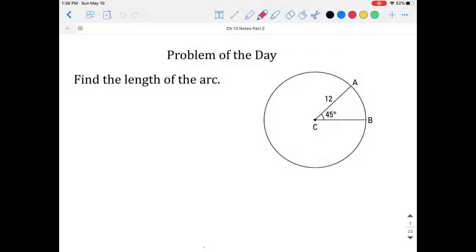So today we're going to start with this problem of the day, which is a review from the last section, finding the length of the arc. So remember, when we're finding the length of an arc, we're using the equation S equals R times theta, when theta is always in radians. Don't forget that, that's very important.